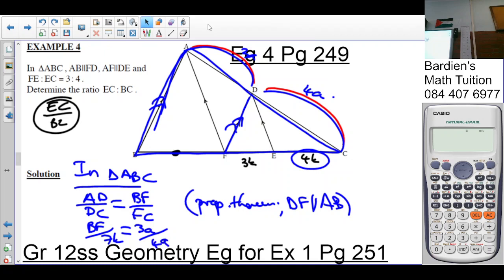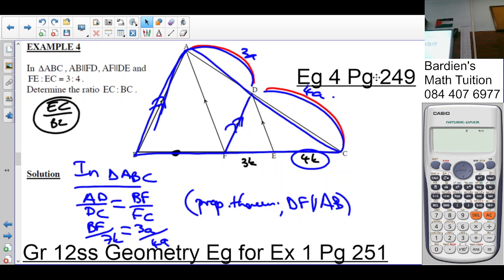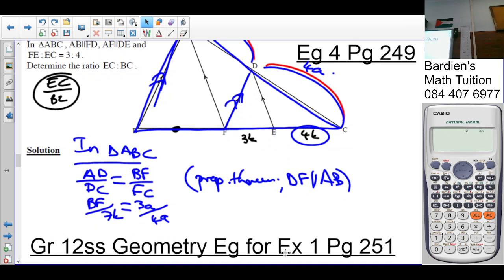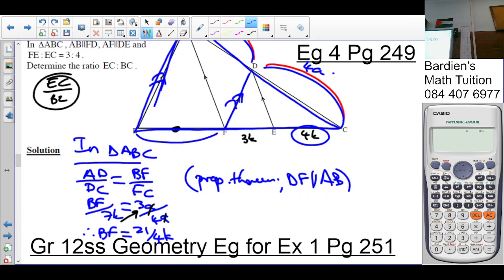Okay. So what happens now is that the A's cancel, and I bring the 7K up. So therefore, BF is equal to 3 over 4 times 7K, which is 21 over 4K. Okay? So BF is 21 over 4K. As you can see now, we got it in terms of K.